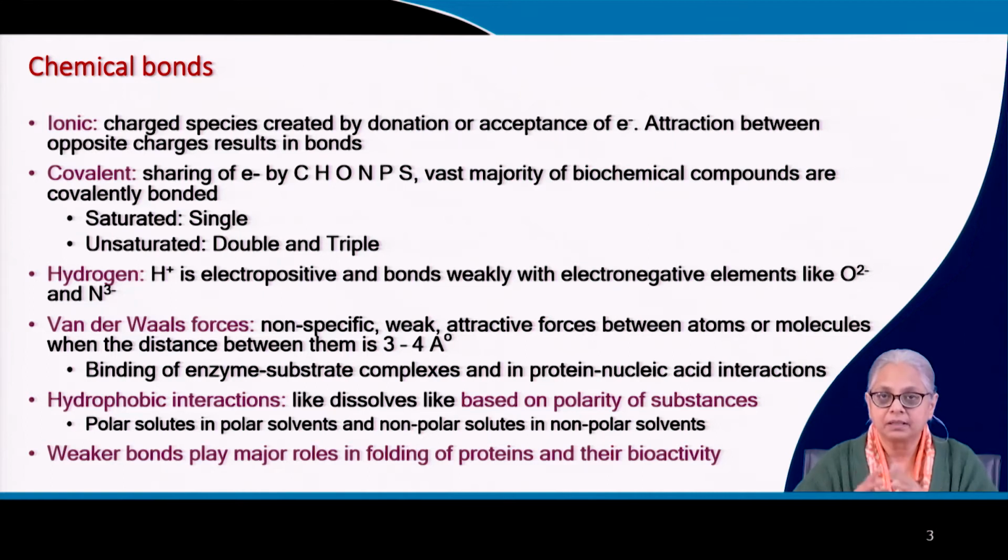Ionic bonds are formed when you have charged species. They may be ions, they may be compounds, and these ions or compounds will either accept or donate electrons. In the process of donating or accepting electrons, they may become positively charged or negatively charged. And when you have opposite charges, attraction between these opposite charges will result in ionic bonds. Then we have covalent bonds, and covalent bonds are basically sharing of electrons.